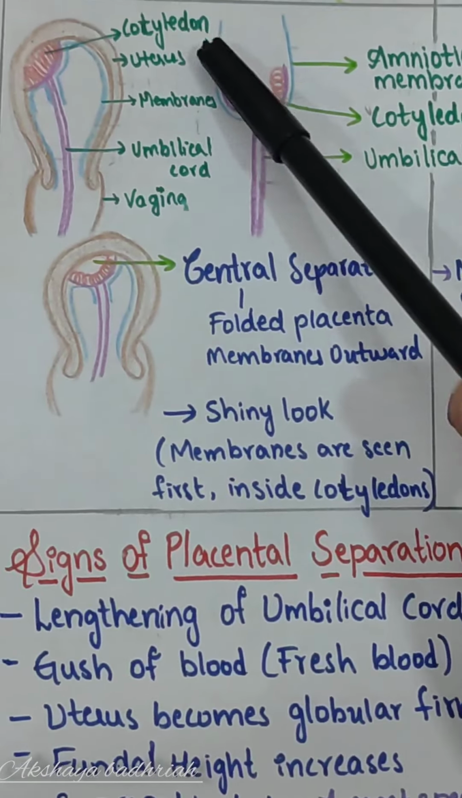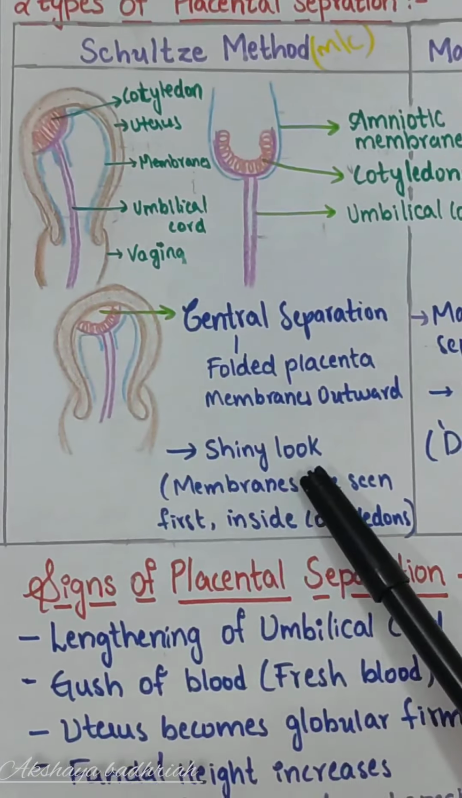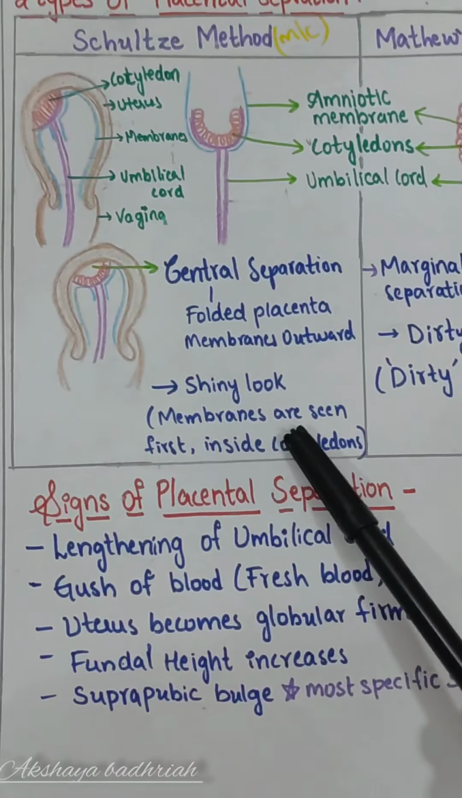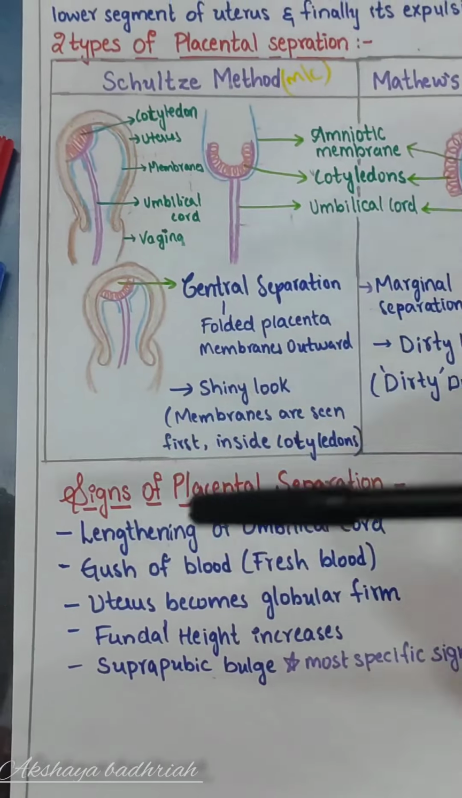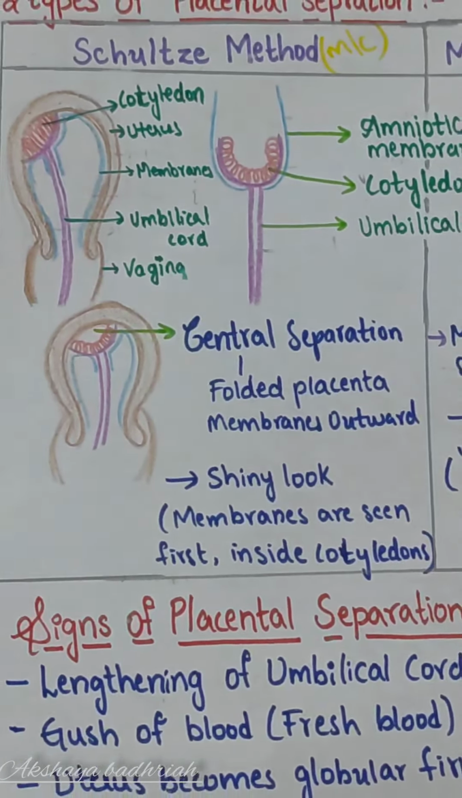the fetal surface of the placenta will be outward, so it has a shiny look, and the membranes are seen first and the cotyledons will be inside. The most common method is Schultze method.